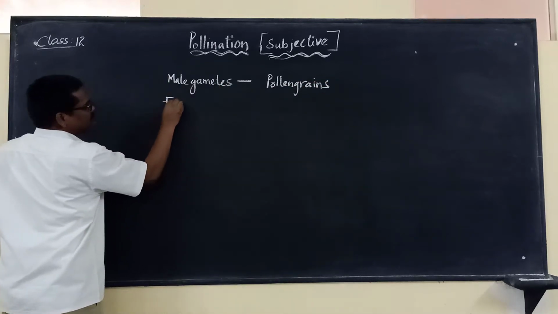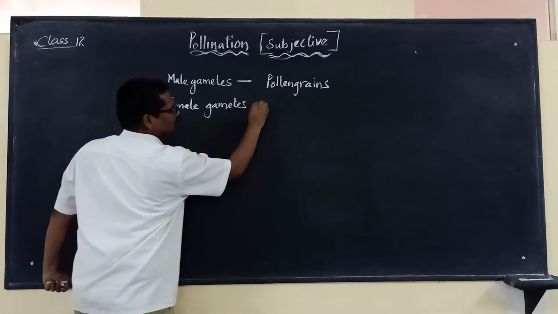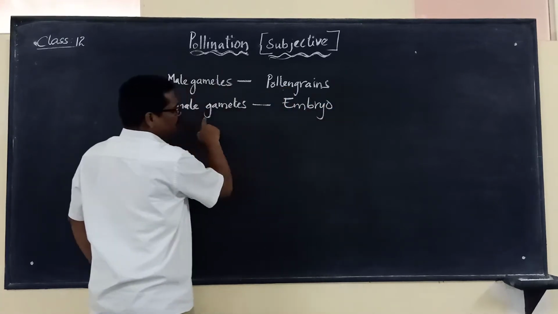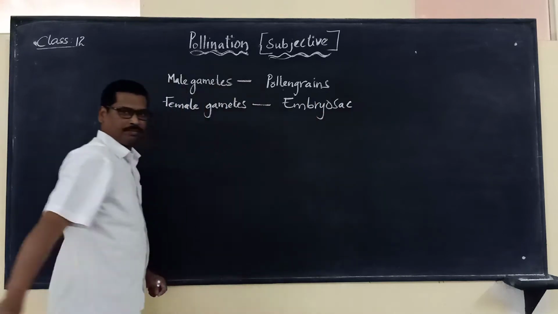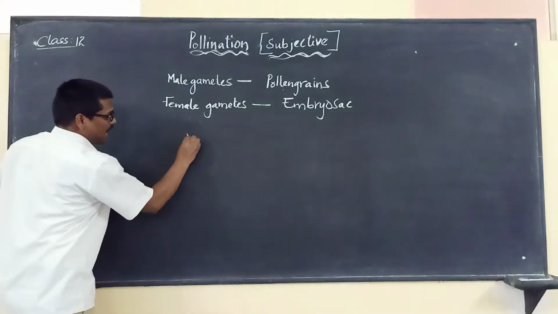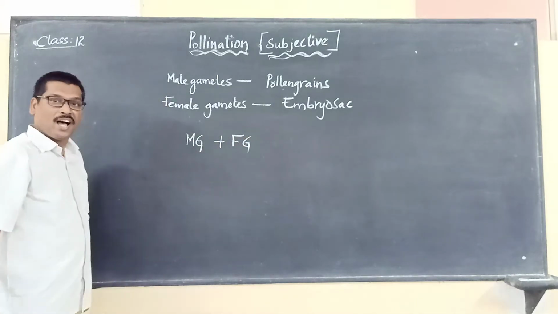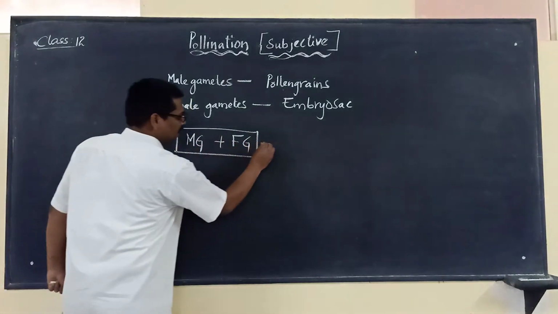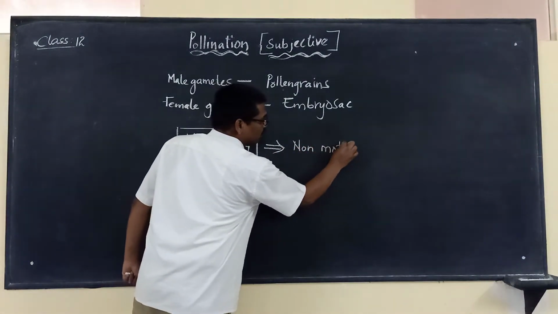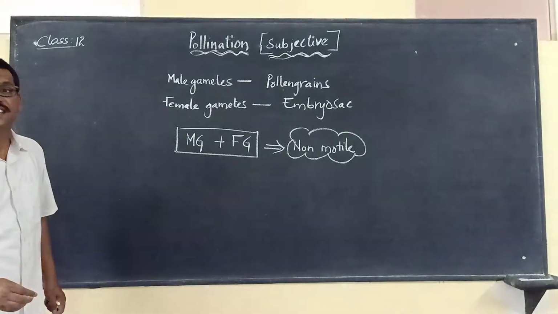Whereas the female gametes are produced in the embryo sac. A very important thing to keep in mind is that the male gametes and the female gametes are both non-motile. They cannot move by themselves in order to participate in the process called fertilization.